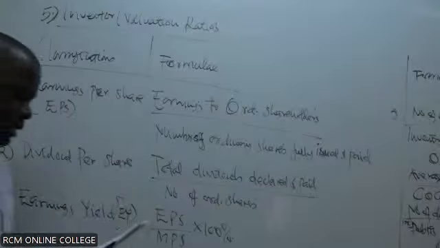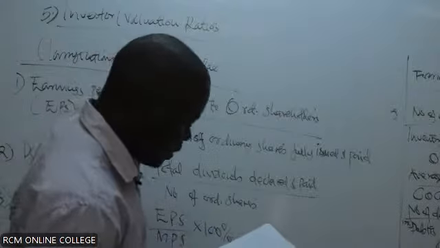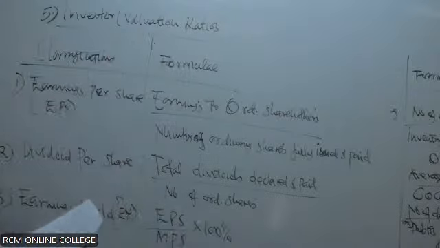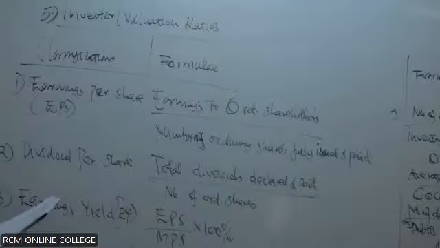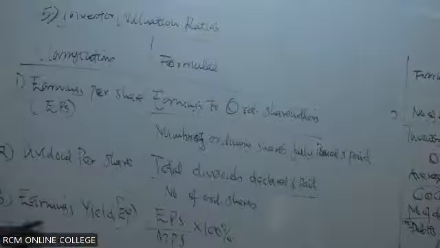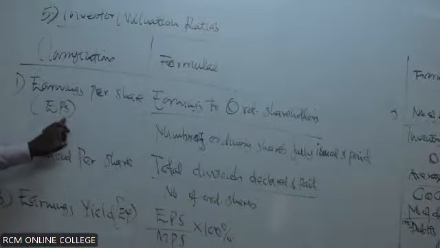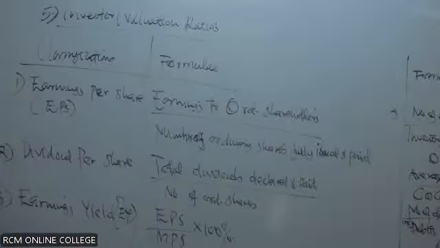You divide by the market price per share. Then apart from earnings yield, you can also have what we call dividend yield. So dividend yield, you take dividends per share over market price per share. For the earnings yield, you take the EPS and divide by MPS. But you can also have the dividend yield, where you take the DPS.